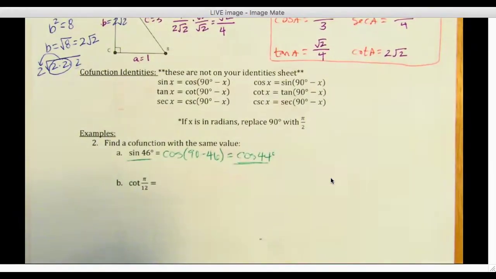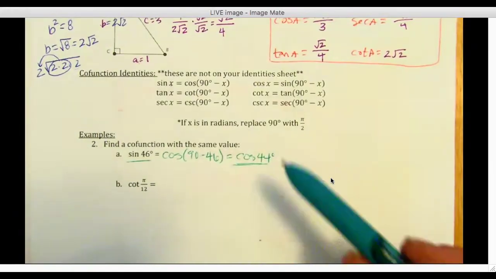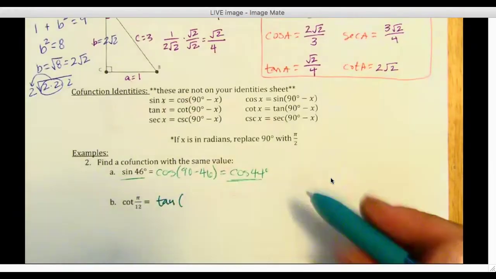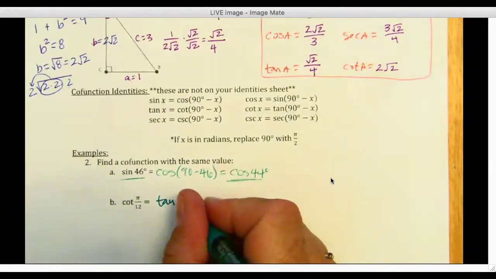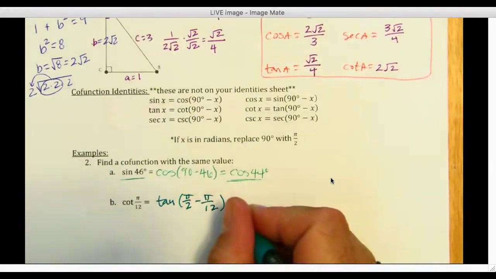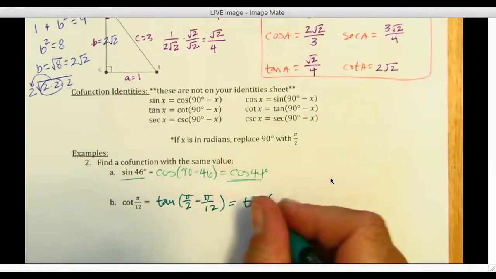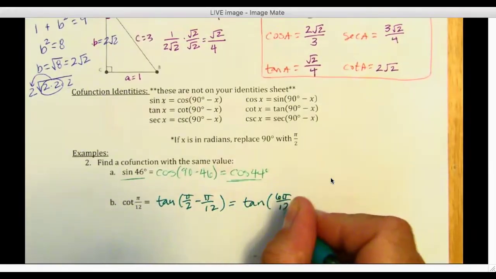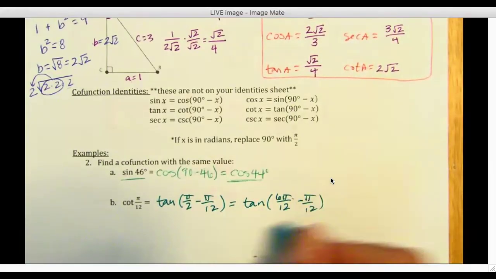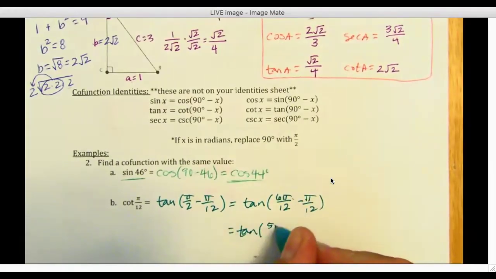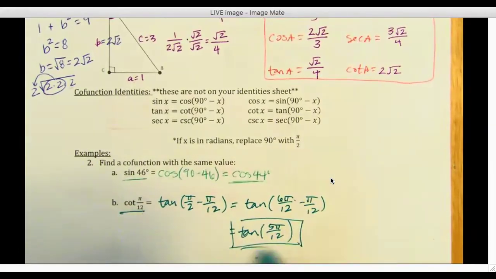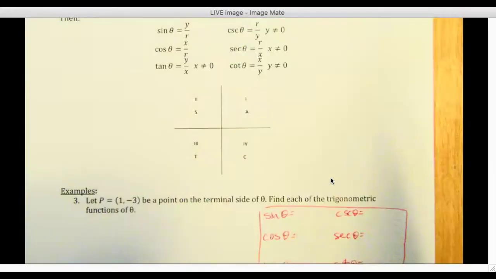And cotangent of pi over 12, well, cotangent's cofunction is tangent. So tangent of, and we'll use radians now since this is in radians, so pi over 2 instead of 90, minus pi over 12. This is 6 pi over 12, if I multiply by 6 over 6, minus pi over 12 gives me tangent of 5 pi over 12. Okay, so those two would be equivalent. Right, and on to the next page.